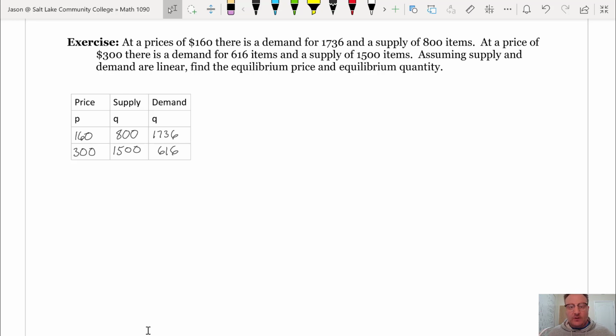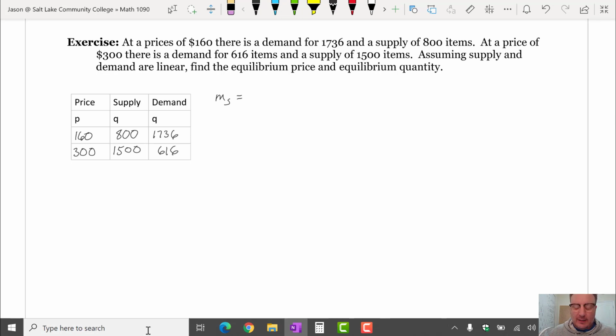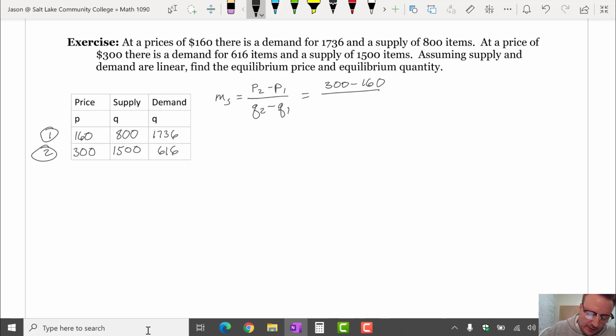Okay, so what we need to do is come up with the equation of two lines here. So we need to get two slopes. I'll call the first slope m sub s for the slope of the supply curve. Let's see, we're thinking of price as depending on quantity. So the output variable is price. So this is going to be P2 minus P1 over Q2 minus Q1. Let's see here. We'll call this first row 1 and the second row 2. So the second price is 300. The first price is 160. The second, okay, now this is for the supply curve, so now I'm going to look at these numbers in here. Wow, that's weird. Why did it do that?